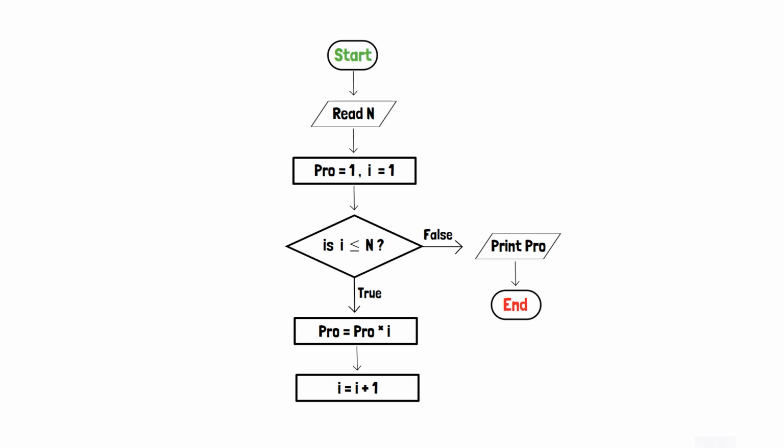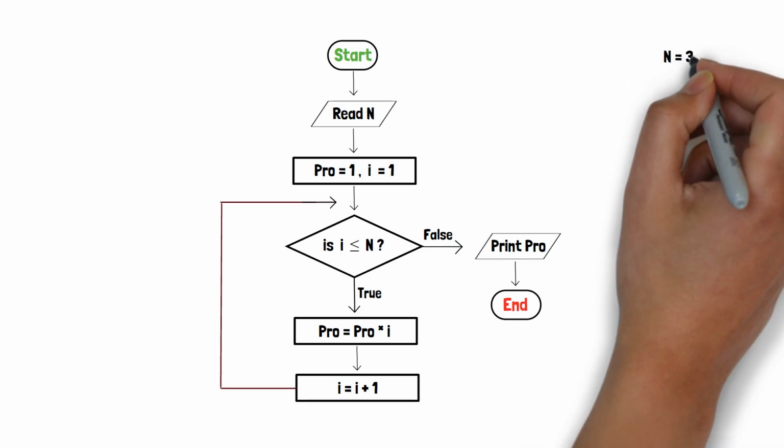In addition, a loop will be added before the decision box to recheck the value of I for each iteration. Thus, until and unless the value of I is less than or equal to n, the pro variable is multiplied by I. Now, to understand the flowchart thoroughly, let's dry run the program.